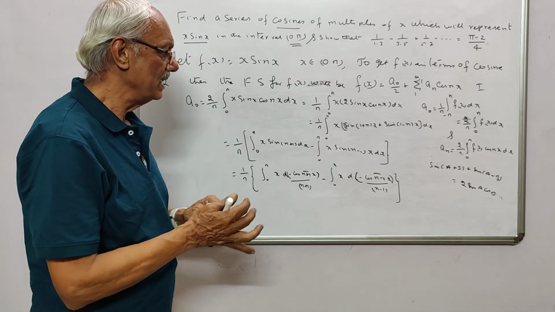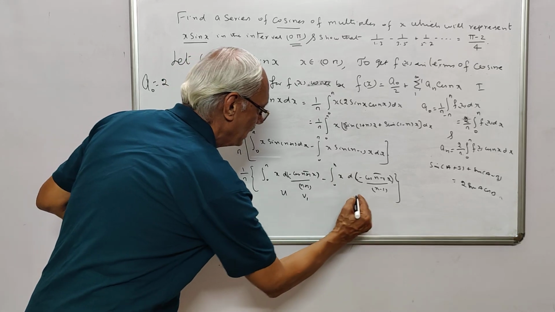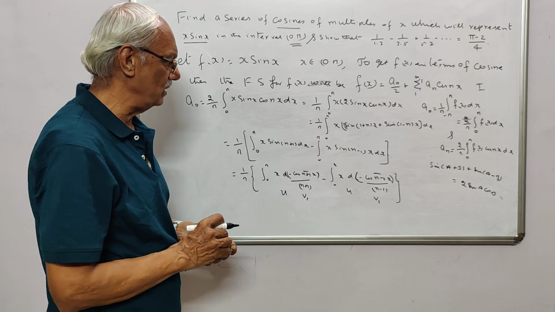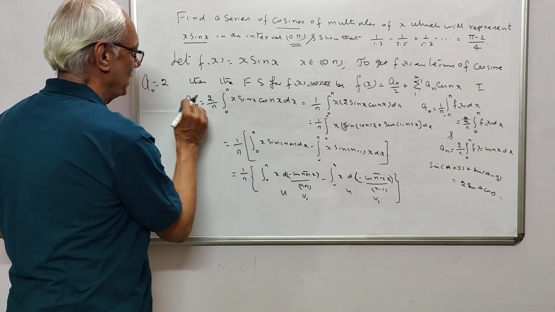So I will rewrite it. Now you take this as your u and v1. Here it is u and v1. Now apply Bernoulli's method. Are you able to understand how I do this? So this will be, I will use this space now here.